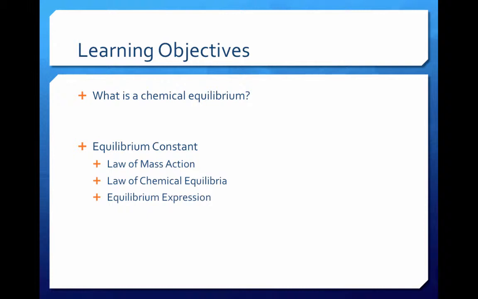We'll talk about something primarily known as the equilibrium constant. This was originally referred to as the law of mass action by the scientists who originally came up with the concept, later referred to as the law of chemical equilibria, all of which leads into something we'll be working with a lot, known as the equilibrium expression.